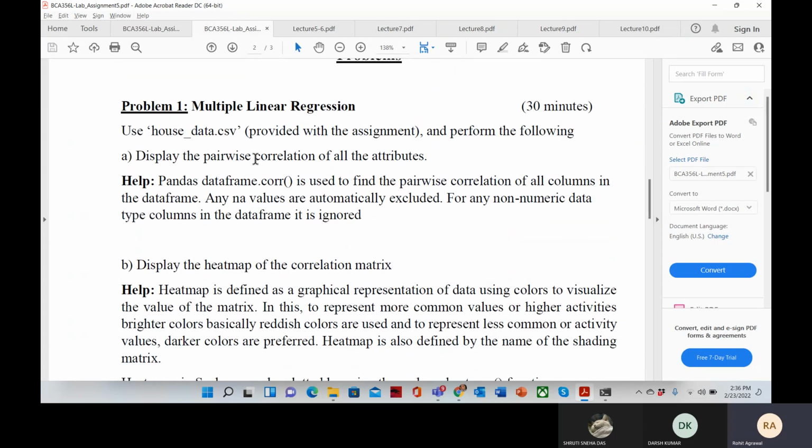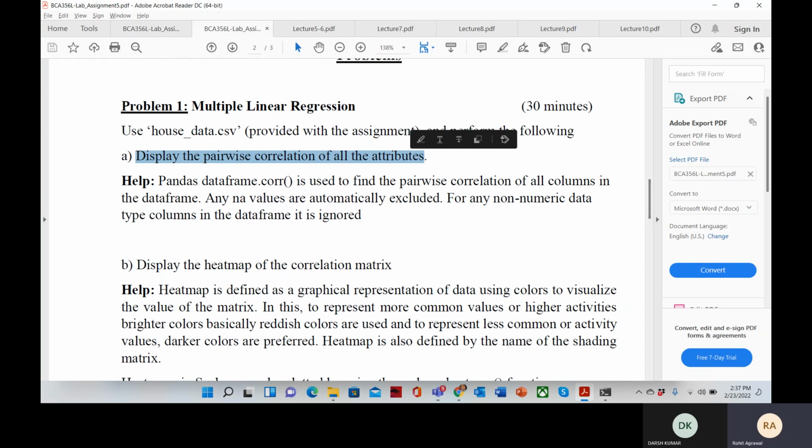So the first question here is related to multiple linear regression. See, the question is we are having the same data, but this time we are just playing around with the data. First thing is we are going to display the pairwise correlation of all the attributes. Why is it required? Can anyone tell? Display the pairwise correlation of all the attributes.